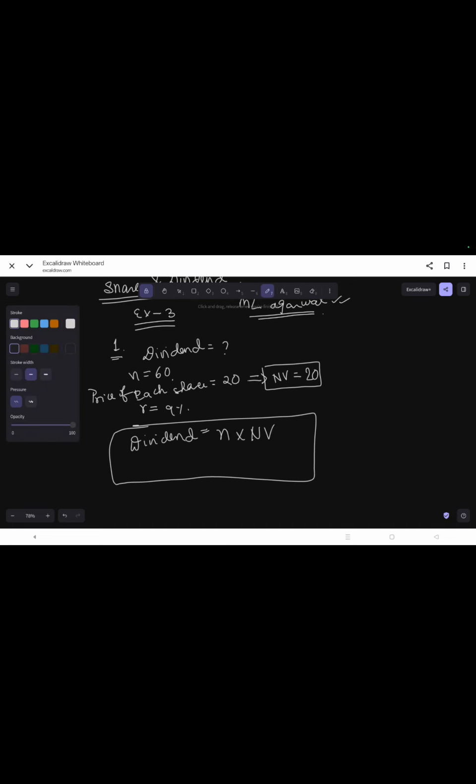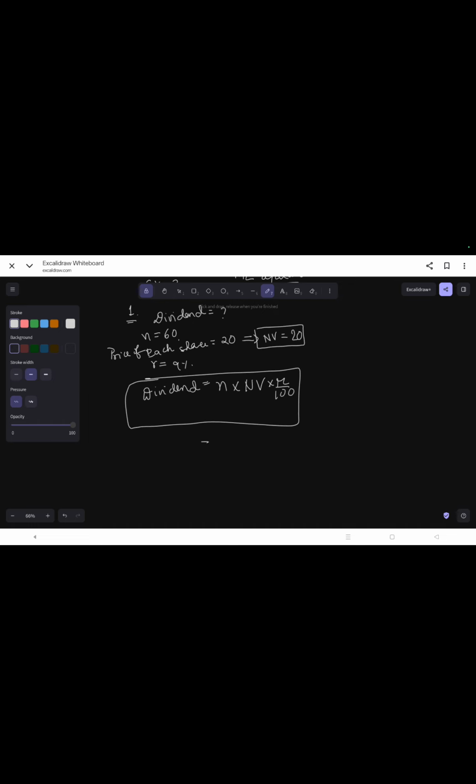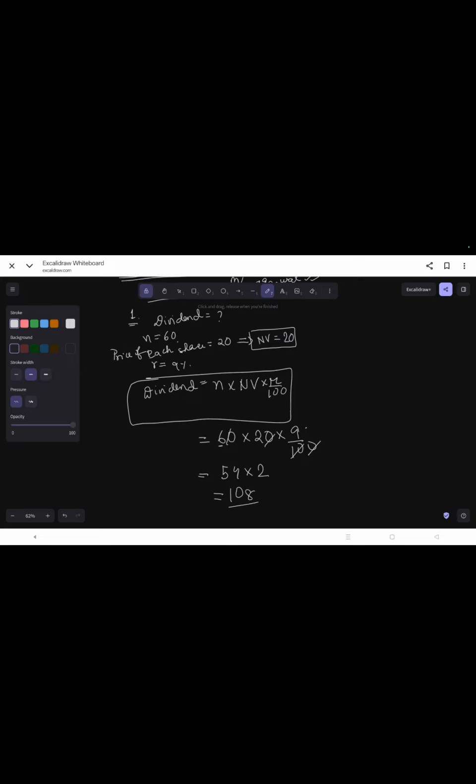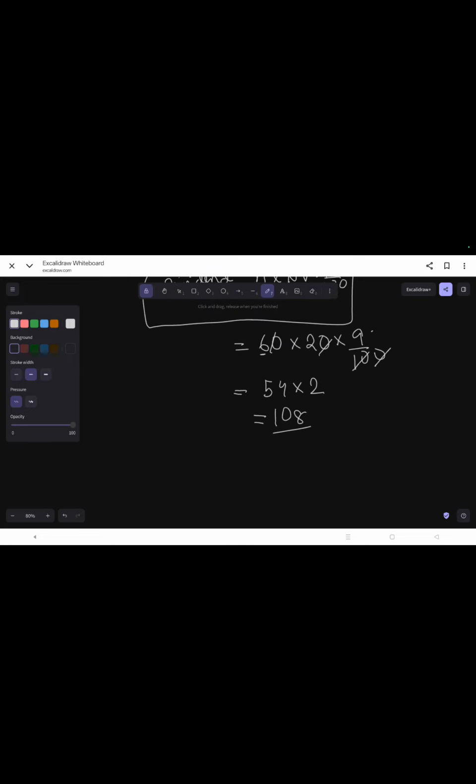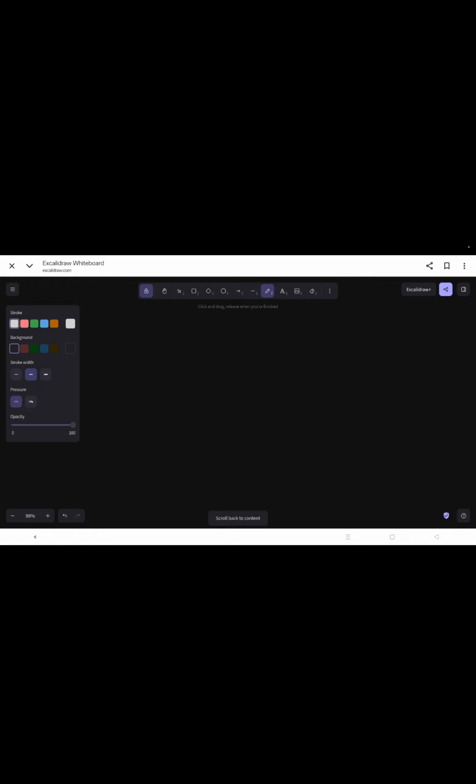is nominal value into rate percent. So what is N? N is 60, the nominal value is 20, and the rate is 9%. The 0 cancels off, and 6 into 9 is 54, into 2, which is 108. As simple as that. Just remember this formula, and that is enough to solve this sum.